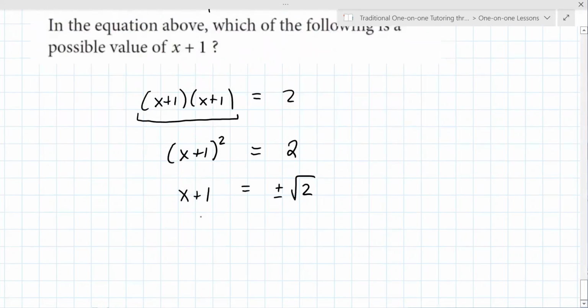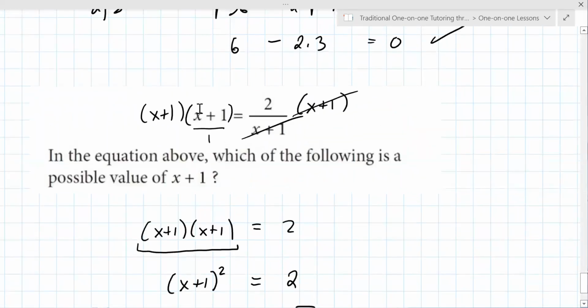And then the last step is to subtract 1 from both sides. Something like that. So the point though is whenever you have the same thing in the top left and the bottom right, or whenever you're multiplying it, sometimes you actually just write it as it's squared rather than foiling.